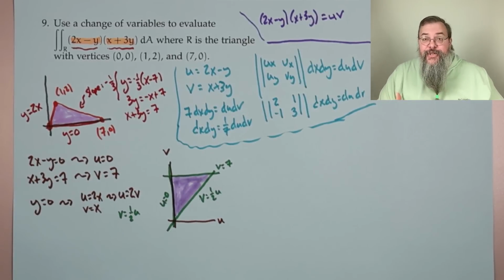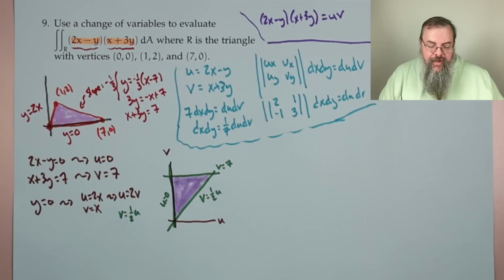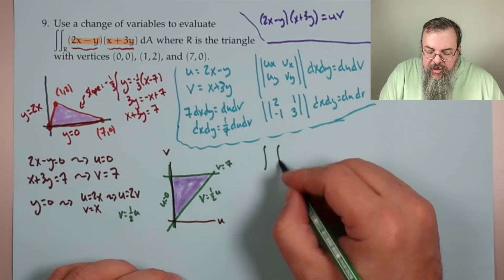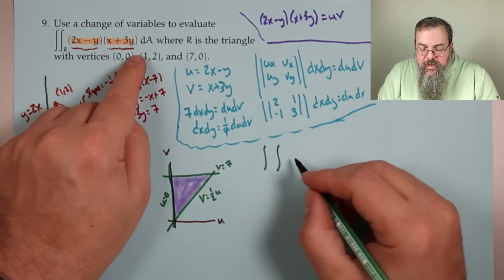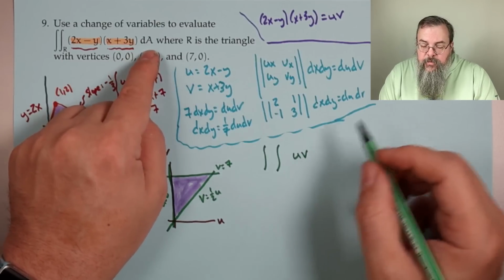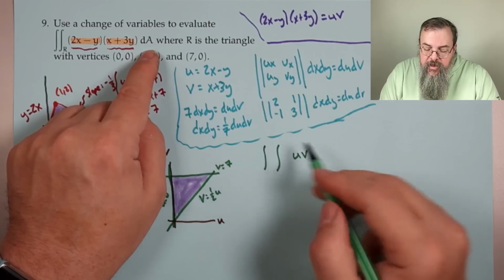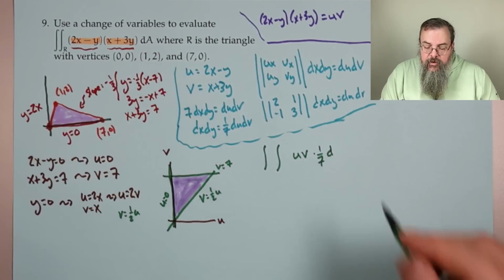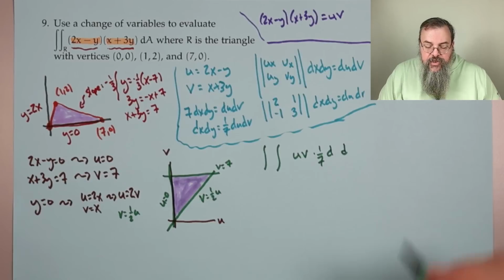It gave us a simpler shape to work with is what it did. All right, so here we go. Our integral becomes the integral of the function u times v. The dA, which was dx dy, becomes 1/7 du dv or dv du. Now the question: which way do we want to integrate?